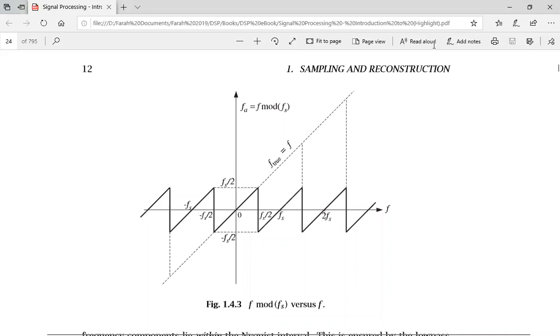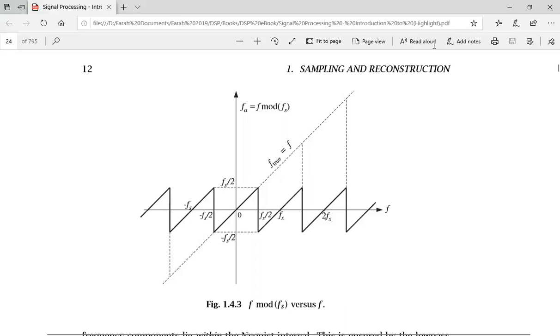First of all, in this picture, that is figure 1.4.3. This figure actually shows the relationship between the input signal frequency f plotted along the x-axis, and along the y-axis you have the reconstructed frequency, that is, the frequency of the reconstructed signal. What we observe here is that along the x-axis, where you have your signal frequency f, the scale is marked after every sampling frequency fs. Okay, then fs, then 2fs and 3fs, and so on.